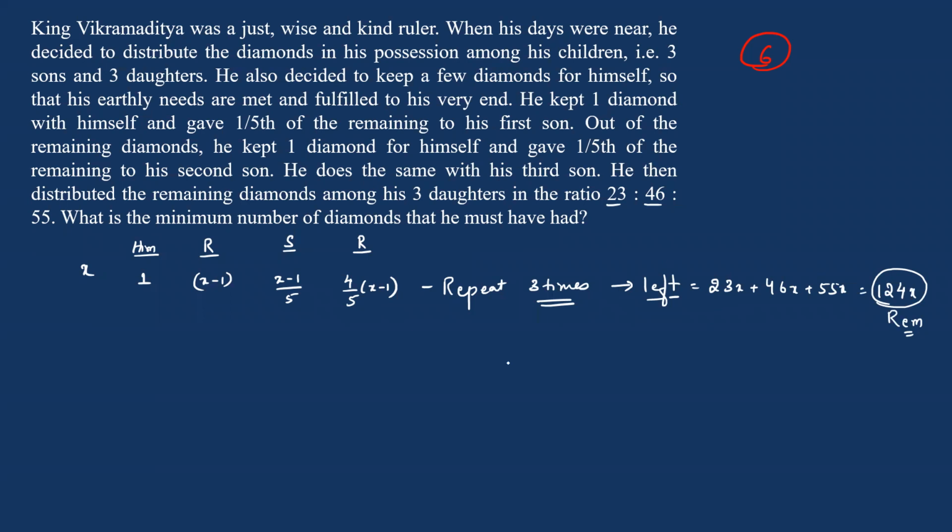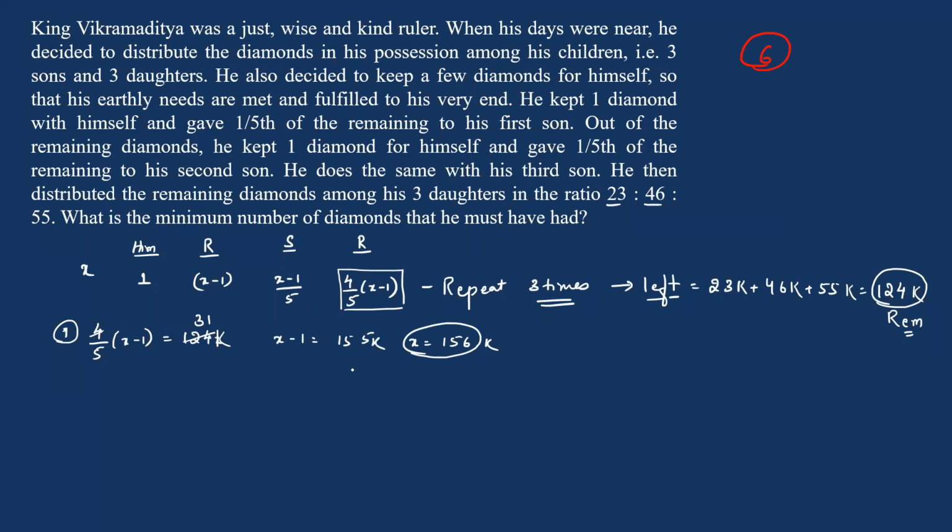Clear? Now, so we will go with the remaining diamonds here and calculate the value of x 3 times. So step 1 or first time, 4 by 5 of (x minus 1) is equal to 124x. Sorry, 124k. Let's take it as k here. So this is 4 ones are 4, 4 31s are 124, or we have x minus 1 is equal to 5 ones are 5, 5 threes are 15, or we have x is equal to 156k.